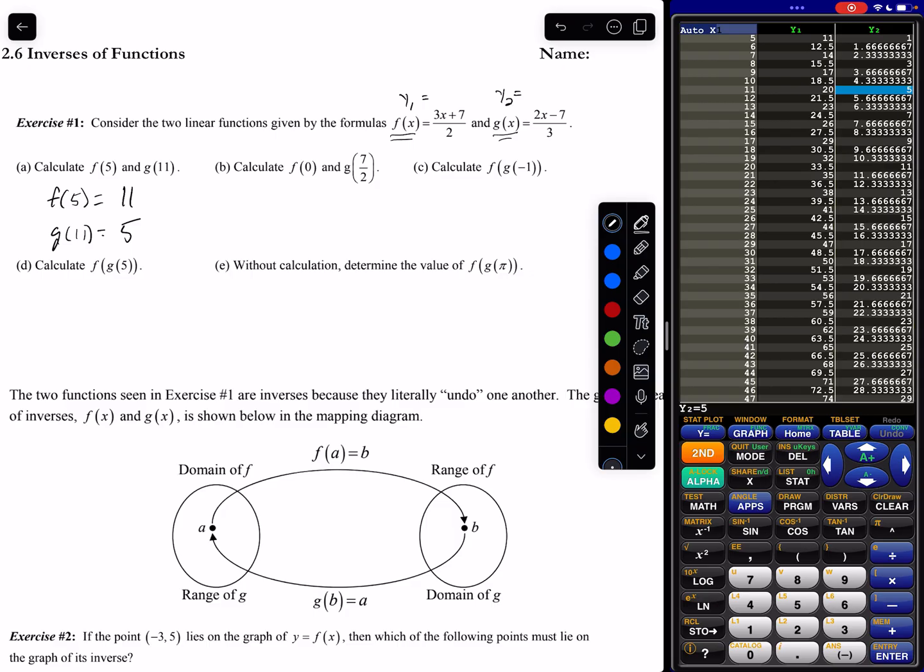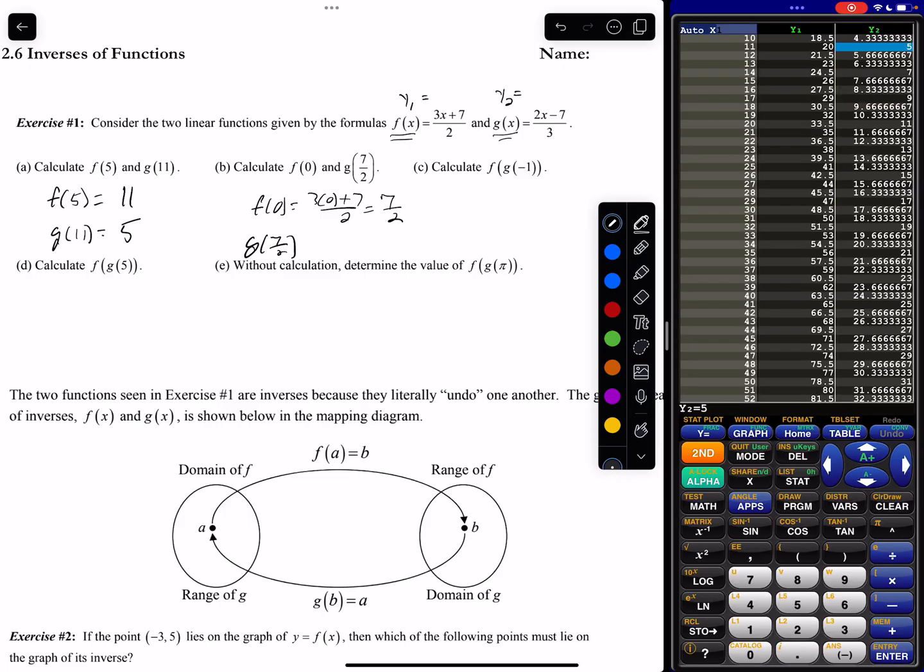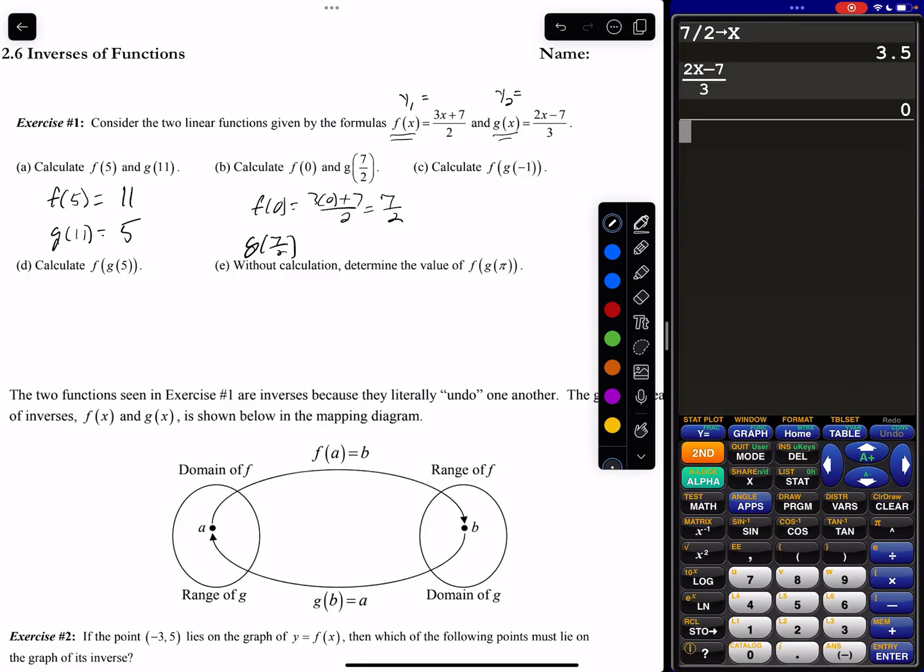Now if I calculate by hand, this time I'll do f of 0, so 3 times 0 plus 7 divided by 2 is 7 over 2. And then if I do g of 7 over 2, let's use the store function in our calculator. I stored 7/2 in, and then I substitute that function in, and for g of 7/2, I'm getting the output of 0.